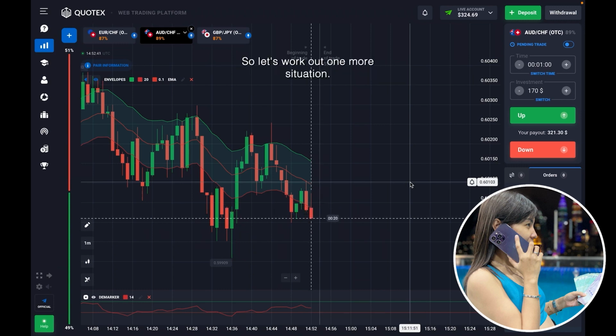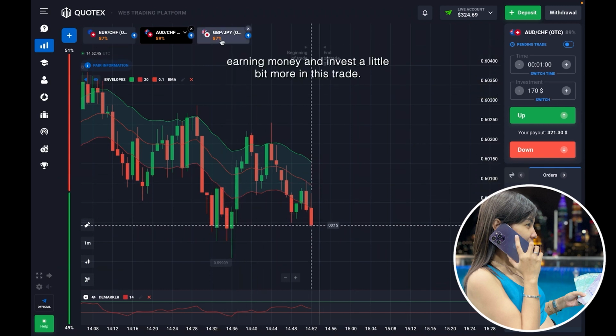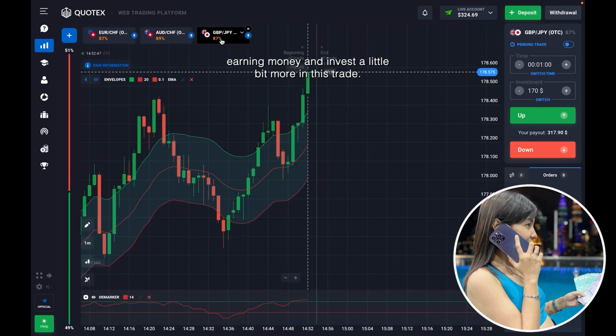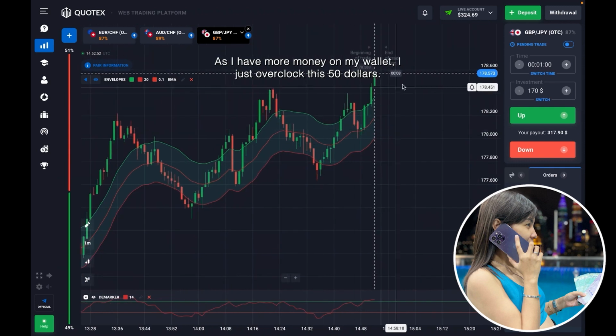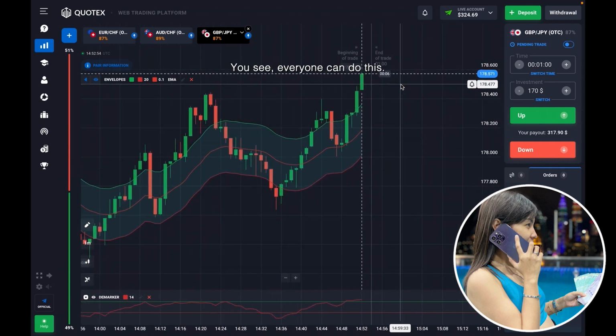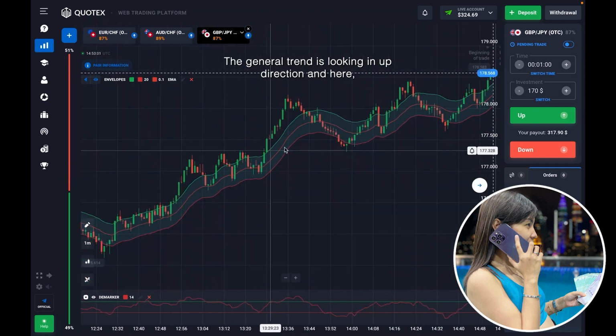So guys, let's work out one more situation, Great Britain pound and Japanese yen, and I want to continue earning money and invest a little bit more in this trade. So as I have more money on my wallet, just by multiplying this $50, you see everyone can do this. And again, you look at this chart, this upward tendency. The general trend is looking in up direction.